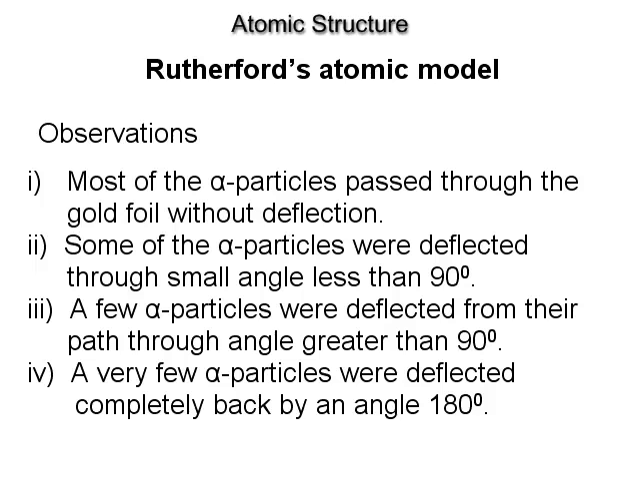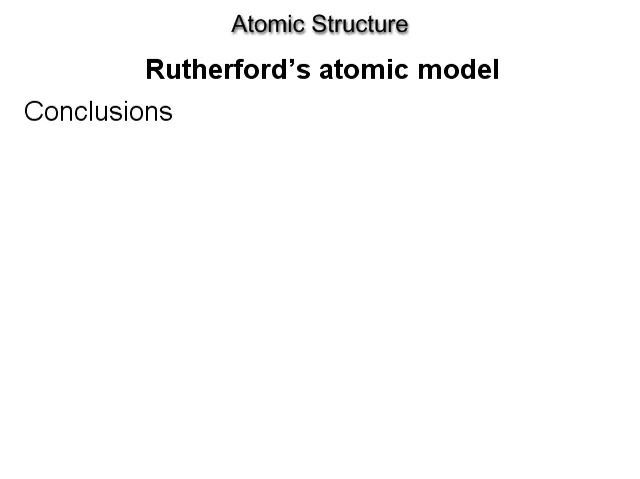Observations. Most of the alpha particles passed through the gold foil without deflection. Some of the alpha particles were deflected through a small angle less than 90 degrees. A few alpha particles were deflected from their path through angle greater than 90 degrees. A very few alpha particles were deflected completely back by an angle of 180 degrees.